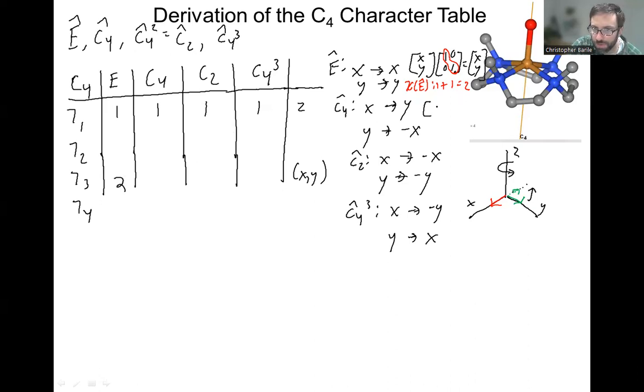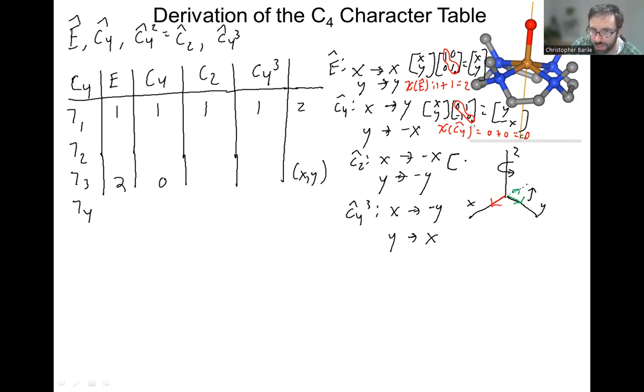And let's do the same thing for the C4. xy, what matrix takes xy and gives us y negative x? Well, that's going to be zeros on the diagonal, and a 1 and then a negative 1 on the off diagonal. And so when we sum those up, we're going to get that the character of C4 operation is equal to 0 plus 0, which equals 0. So we can put a 0 here.